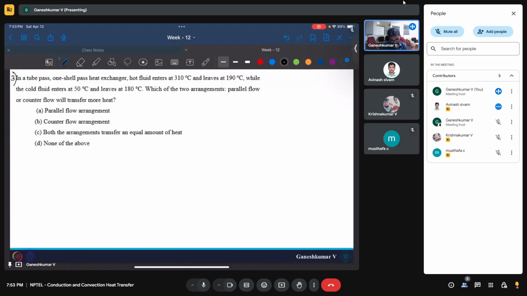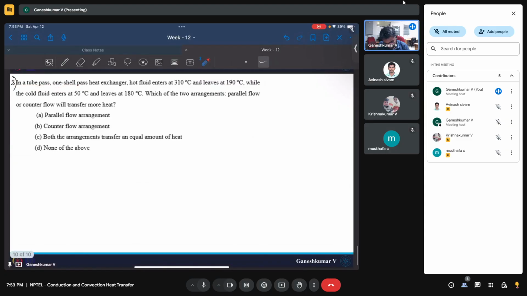All right. One final problem we have here for today. This you guys are going to answer. The third question is something like this: in a one tube pass and one shell pass heat exchanger, hot fluid enters at 310 degrees Celsius and leaves at 190 degrees Celsius, while the cold fluid enters at 50 degrees Celsius and leaves at 180 degrees Celsius. Which of the two arrangements, parallel flow or counter flow, will transfer more heat? So you're supposed to select an answer from these options.